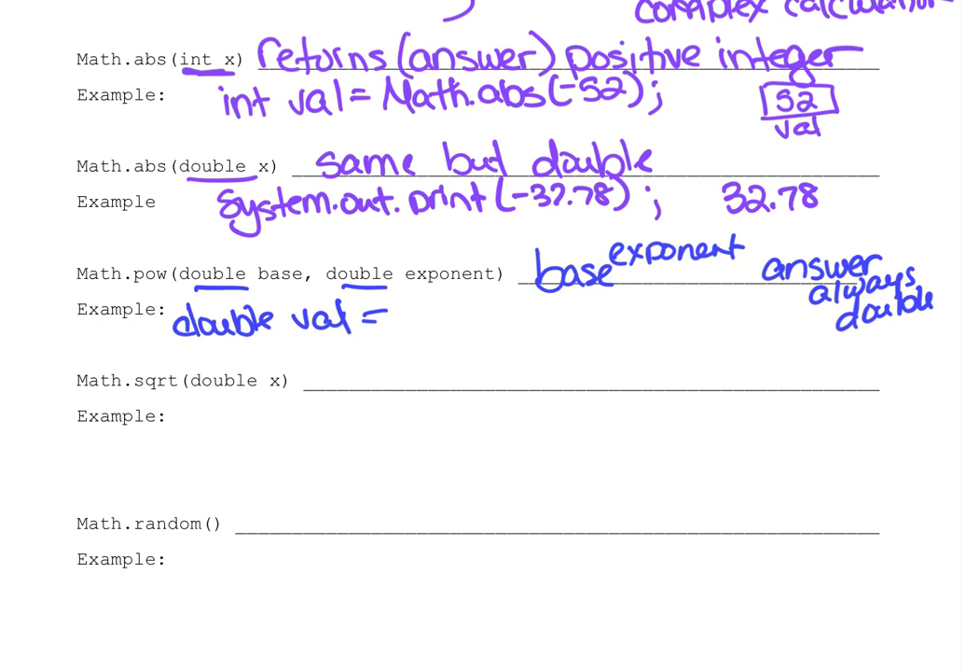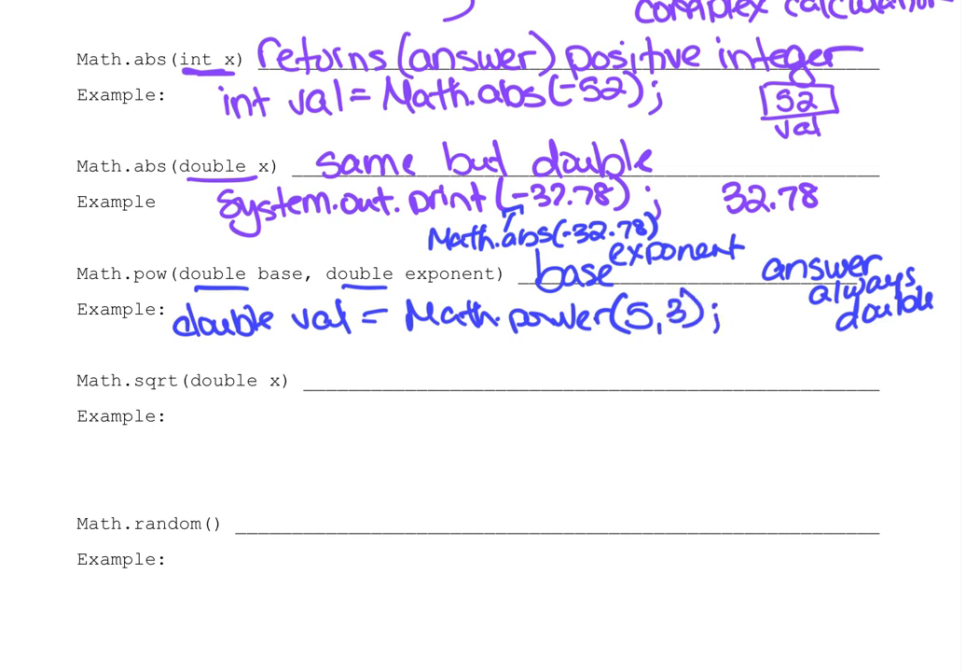So for example, if I do math.pow, oh, I just realized I didn't put the function around this. So math.abs negative 32.78, sorry about that. When you write, sometimes you just forget, I guess. So anyways, math.pow, if I do 5 to the third power, even though those are both integers, it is going to store in val 125.0. That is going to be our val.